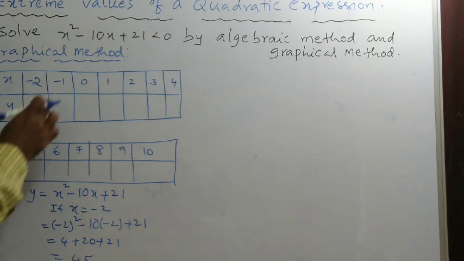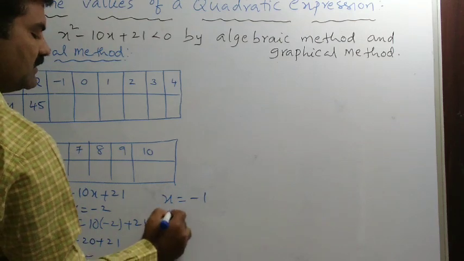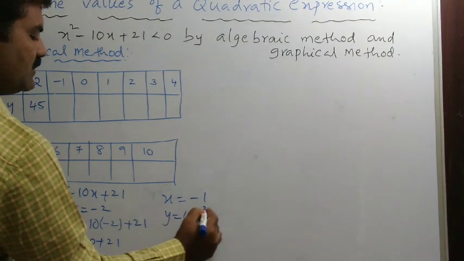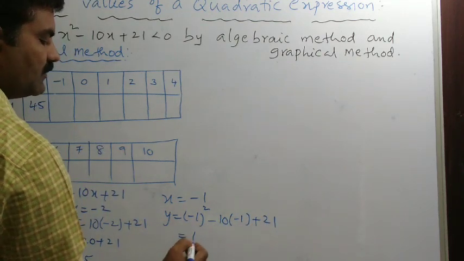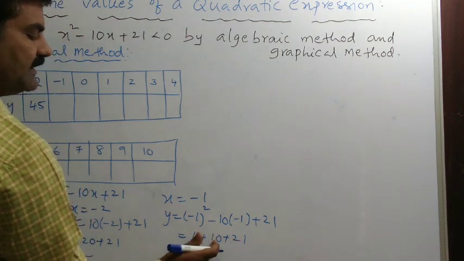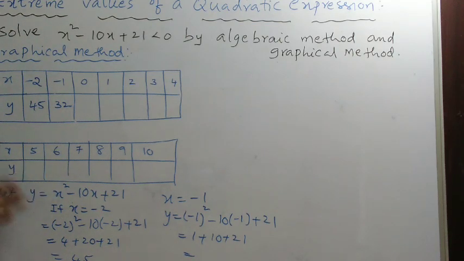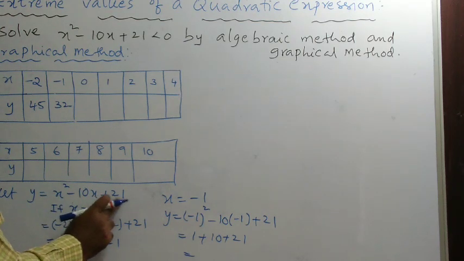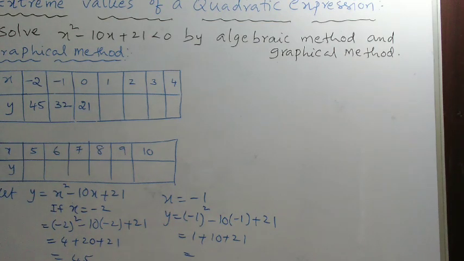In the same way, if you substitute x equals minus 1, then y is minus 1 whole square minus 10 into minus 1 plus 21. That is 1 plus 10 plus 21, together 32. Now when x is 0, the first terms are 0, hence it is now 21. In the same manner, you just substitute the values 1, 2, 3, 4 also.